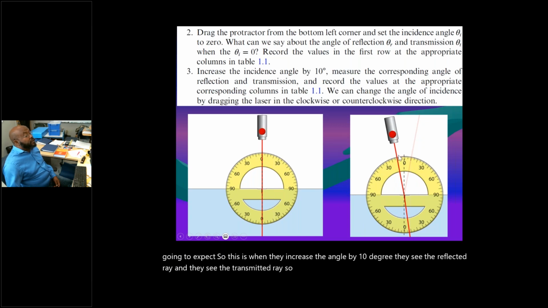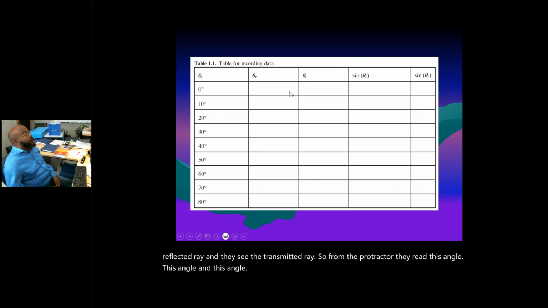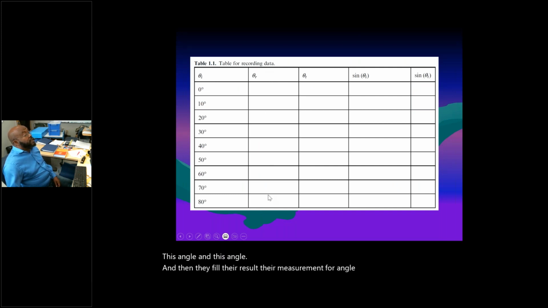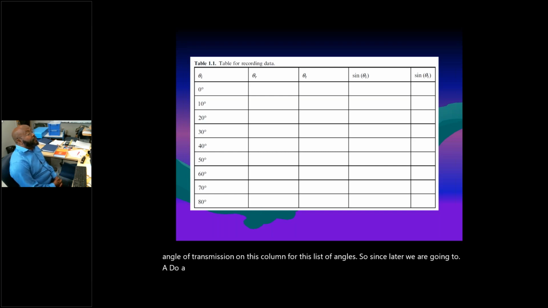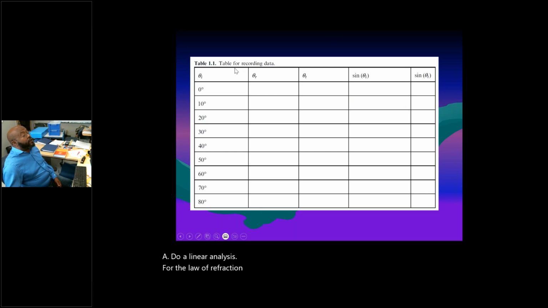So from the protractor, they read this angle, and this angle. And then they fill their result, their measurement for angle of reflection on this column and angle of transmission on this column for this list of angles. So since later we are going to do a linear analysis for the law of refraction, they need to calculate the sine of each of these angles, the incidence and the transmission.